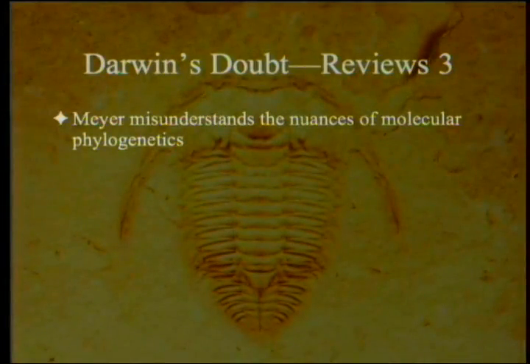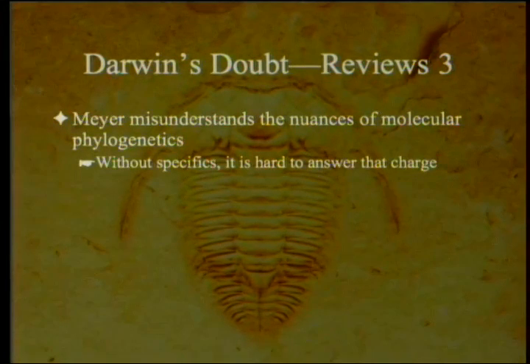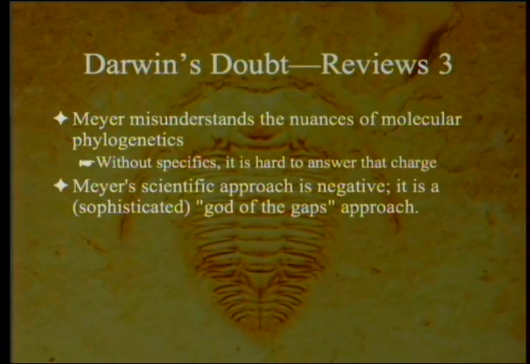Then he says, Meyer misunderstands the nuances of molecular phylogenetics. Well, without specifics, it's pretty hard to answer that charge. I thought he did fairly well, but again, unless you know what Marshall is thinking, it's hard to say. It would be nice if he had actually engaged very specifically so we understood what he was thinking. Meyer's scientific approach is negative. It is a sophisticated God of the Gaps argument approach.